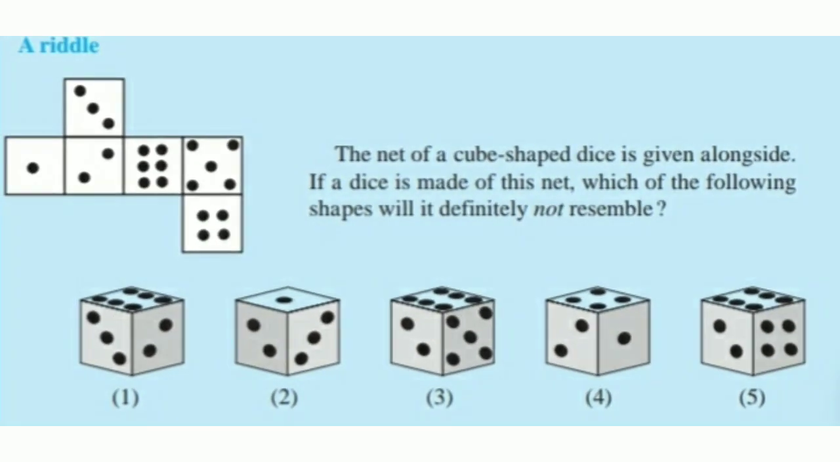They have also given a riddle where a net of a cube-shaped dice is given. If a dice is made of this net, which of the following shapes will it definitely not resemble? Which means one of the given pictures of the dice, which is presumably made using the net provided, is wrong. Your job is to find out which one of the given 5 dice formations is the wrong one.